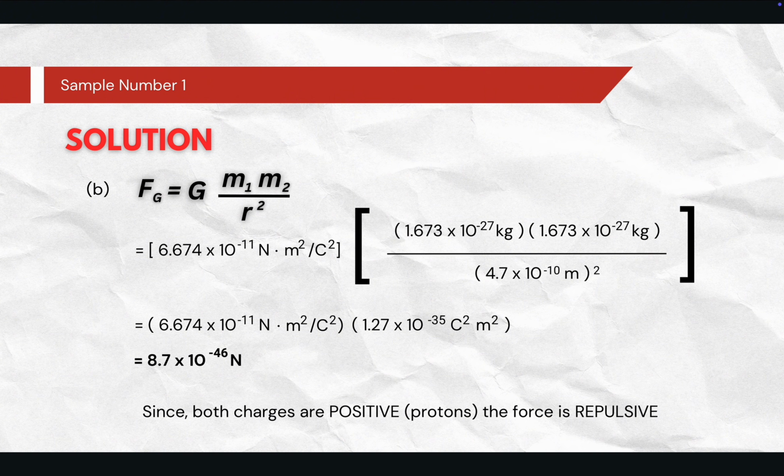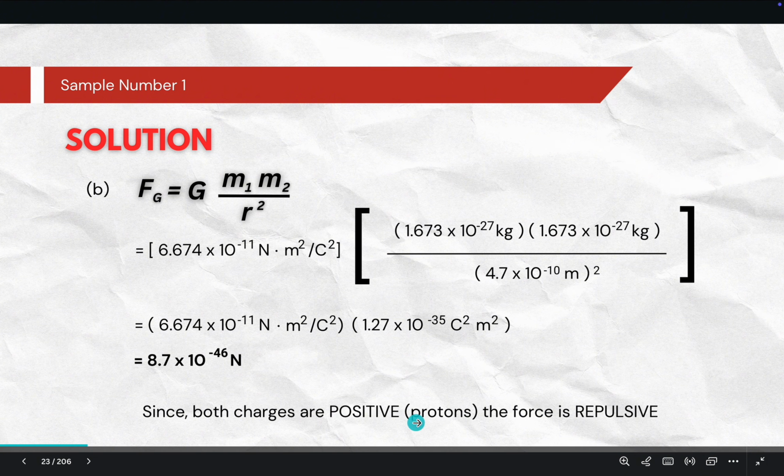Hindi siya given, pero may approximate value siya. Yung letter G, may equivalent siya talaga na value. So, i-times natin dun sa nakuha natin kanina na 1.27, na magiging sagot is 8.7 times 10 raised to negative 46 N. So, since the both charges are positive protons, the force is repulsive.